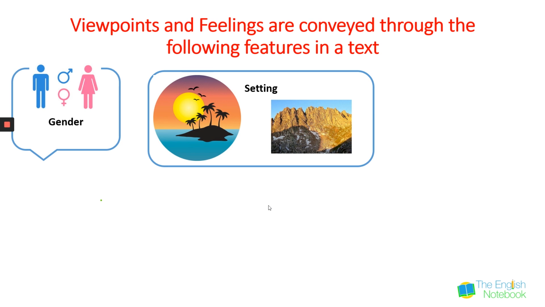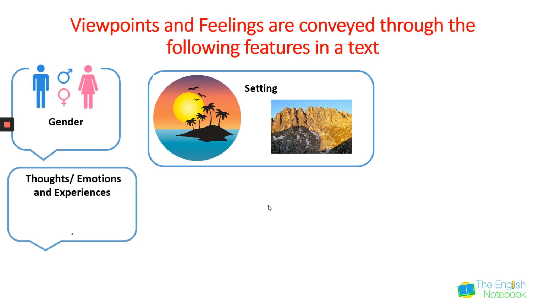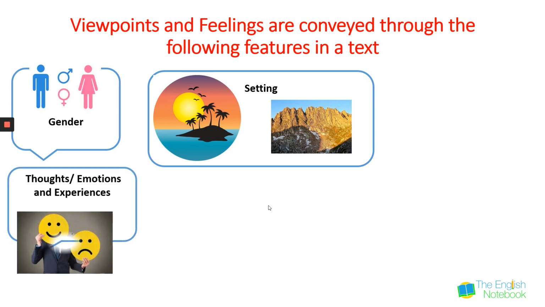He would feel quite vulnerable because he's right on the top of a peak of a mountain range, feeling quite maybe exhilarated, but at the same time feeling quite scared because it is quite a dangerous setting, right? So setting does play an important part in helping you to understand and identify how writers might feel and what their viewpoint is. And of course, look at the thoughts and emotions.